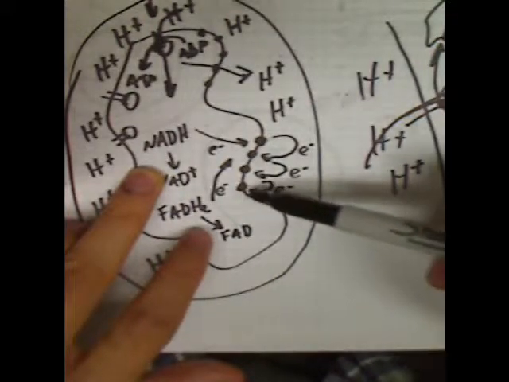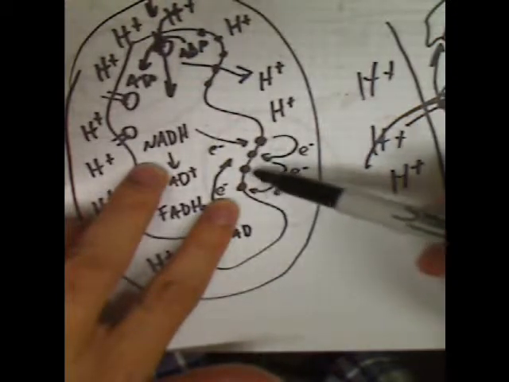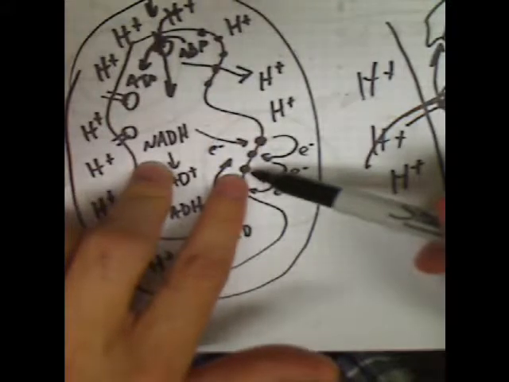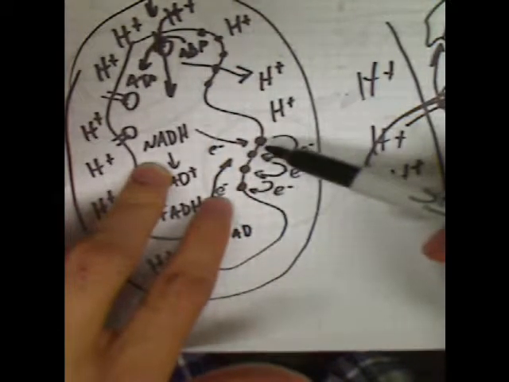If this thing has to give its electron to something, because if it doesn't, then it's stuck with an extra electron. And if it's stuck with an extra electron, it's not going to have room to accept the electron from the one before. So the one before is going to be stuck with its electron, and the whole system will get backed up. So what happens to this electron?